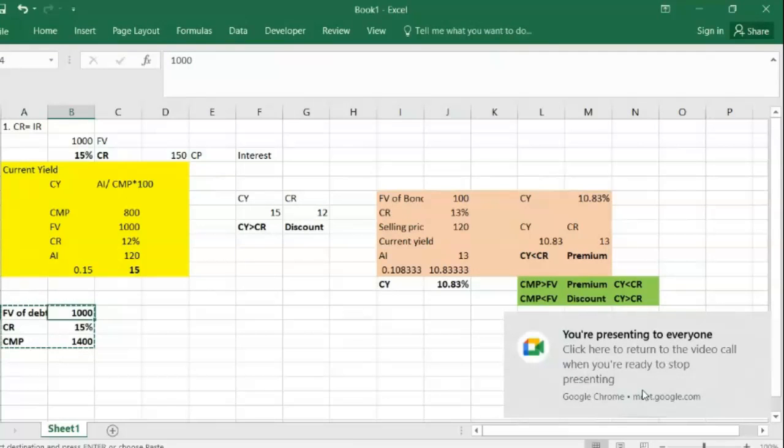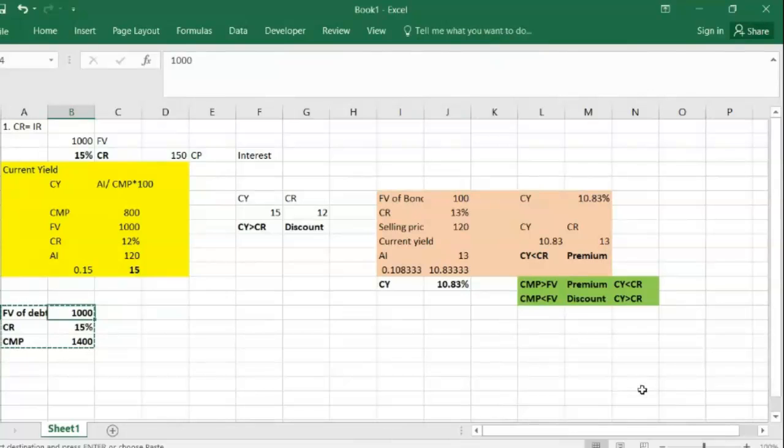So you need to calculate the annual interest. The annual interest can be calculated by multiplying the percentage with the face value.